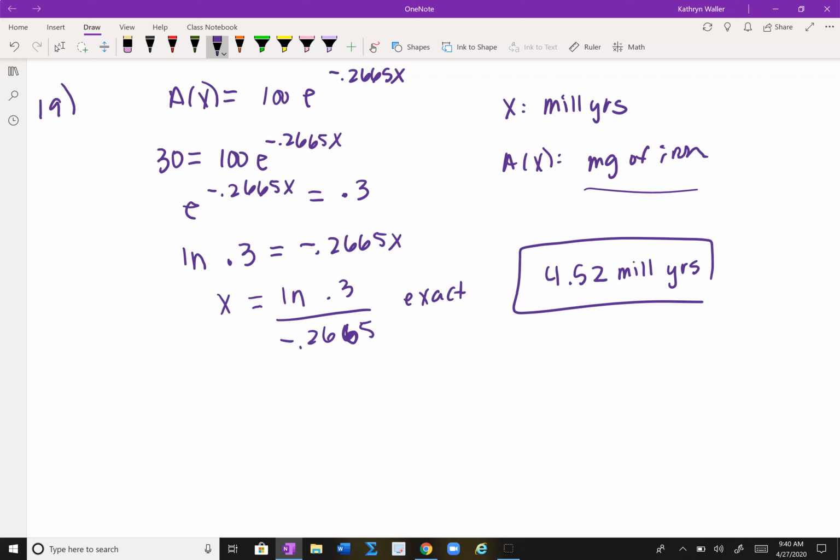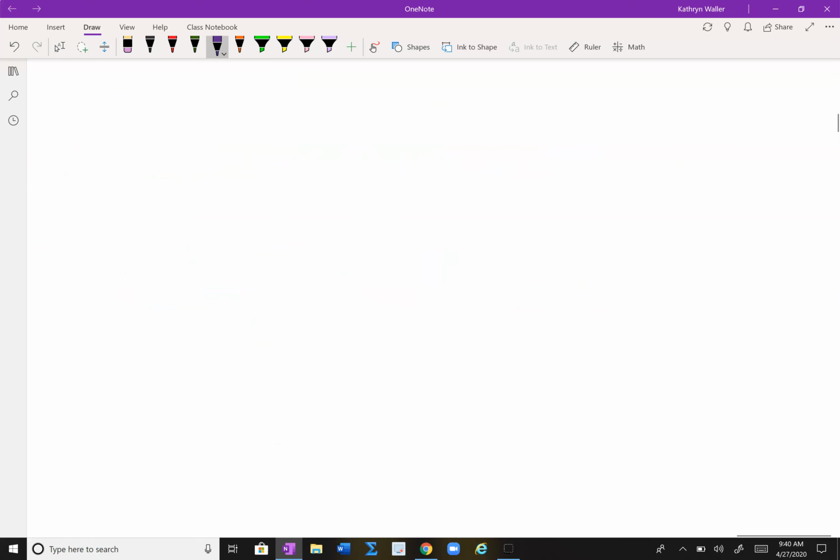This is actually checkable, just so you guys know. Take that value right there and hit store. So go store, enter. Put it right here in for x, and when you do, you should get a 30. So go 100 second ln negative 0.2665 memvar, enter, close it, enter. I got a 30. So you can check it in about 20 seconds. Okay. All right. Question 20.